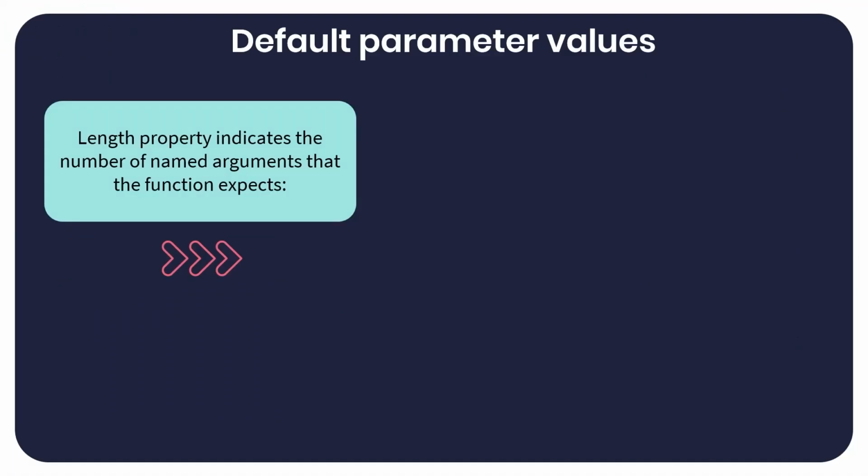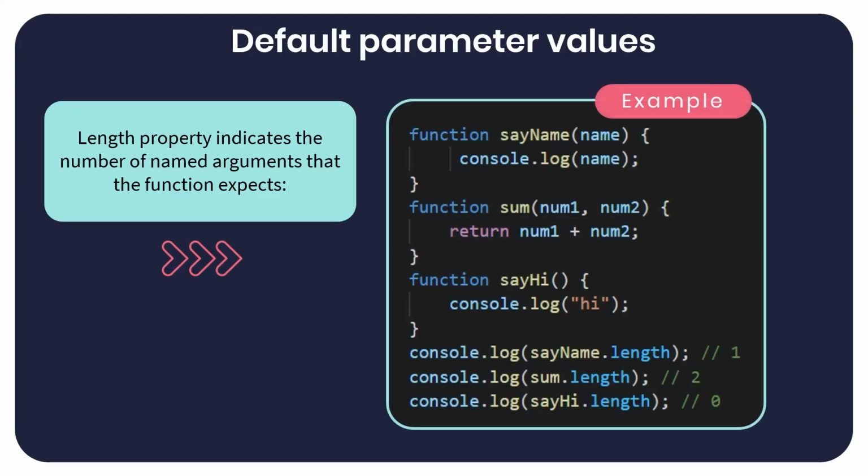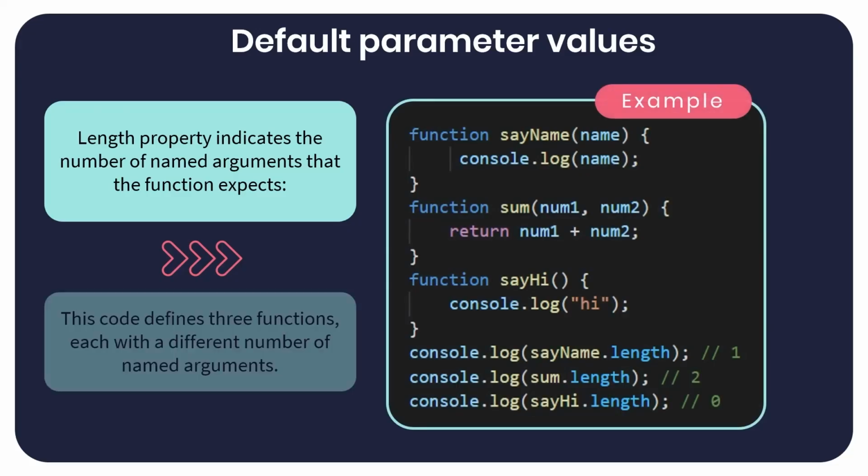The length property indicates the number of named arguments that the function expects. Take a look at this example. This code defines three functions, each with a different number of named arguments. The sayName function specifies one argument, and its length property is set to 1. Similarly, the sum function specifies two arguments, so its length property is 2. The sayHi function has no named arguments, so its length is 0.